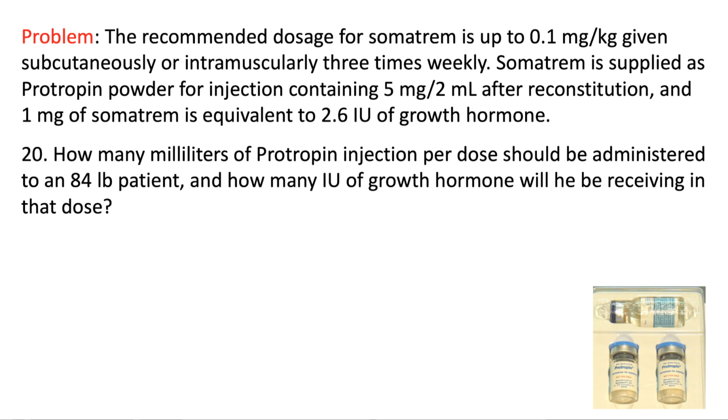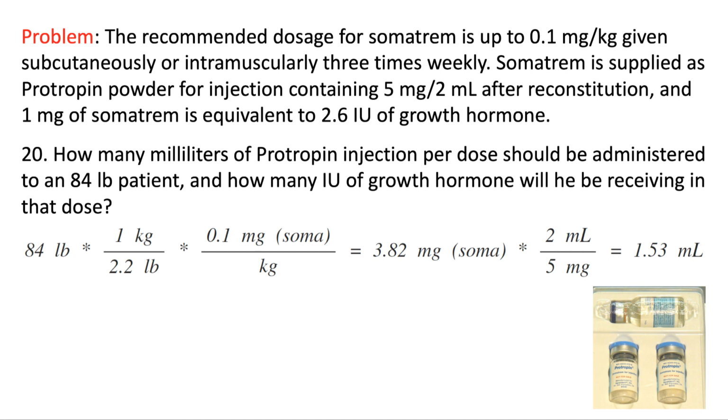The question itself says, how many milliliters of Protropin injection per dose should be administered to an 84-pound patient? And how many IUs of growth hormone will this patient be receiving equivalent to that dose? Okay, so let's take all that generic information we were given above and make it patient-specific, and that's where we're going to start. We have a patient who weighs 84 pounds, and this dose is based off of weight. So for a weight-based dose, we'll start with 84 pounds, but we'll need to first convert it to kilograms.